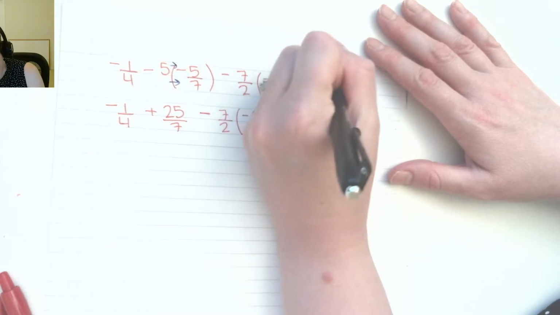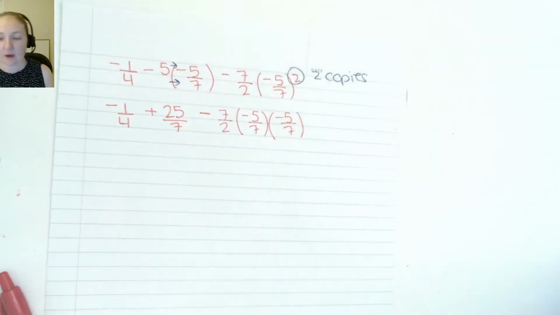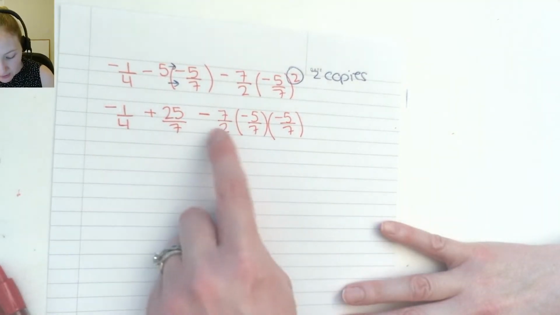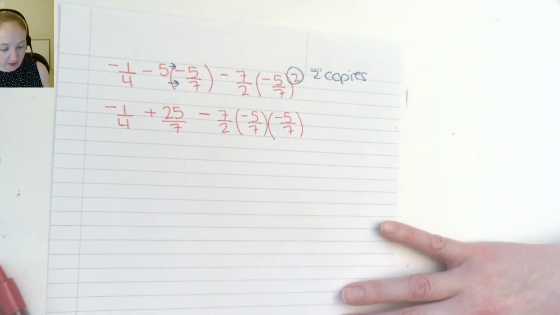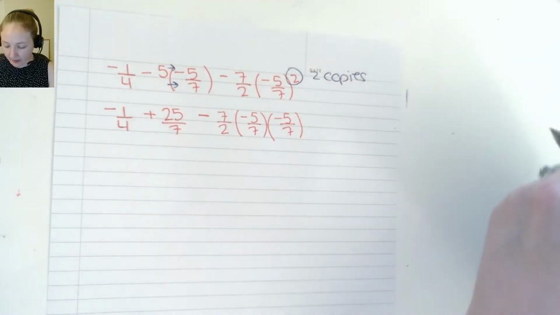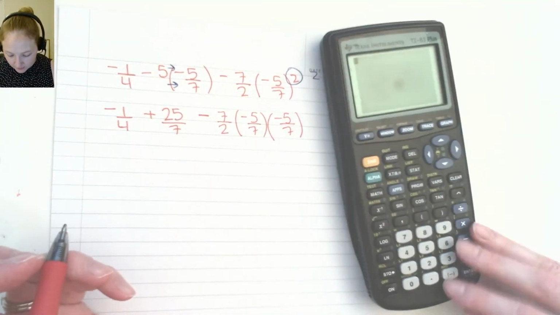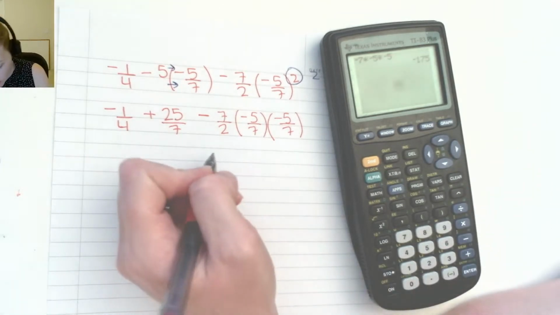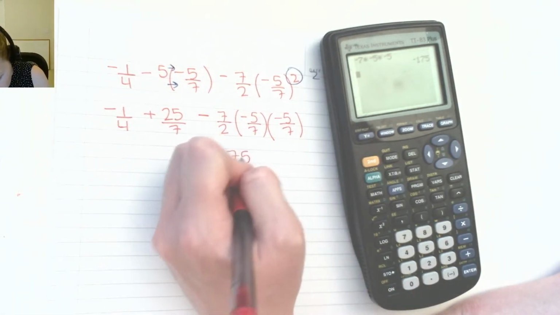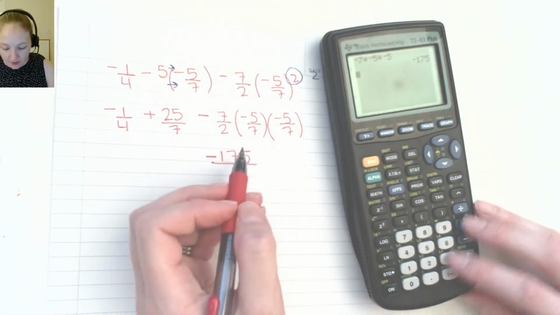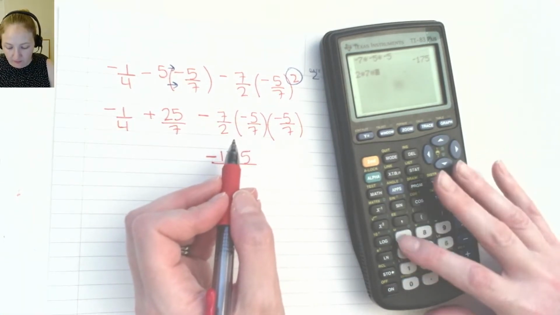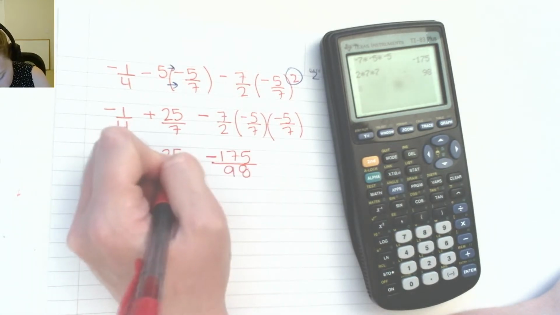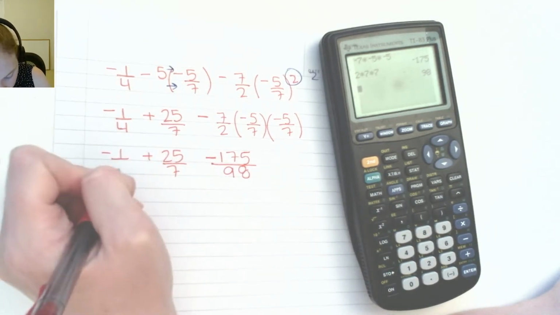Again, I would have those two copies here of the quantity squared. And then for this last fraction, I would simply multiply everything straight across. So I would have, again, the -7 times -5 times -5, multiplying straight across to get -175 over 2 times 7 times 7 to get 98. And then all of this would follow down.